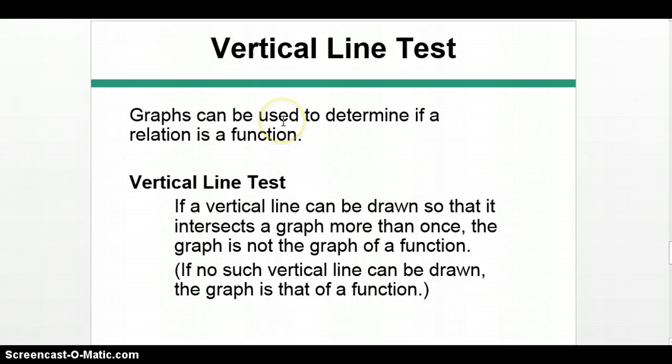How do I know a graph is a function or not? There is a vertical line test to determine whether a graph is a function or a relation. We can use the vertical line test. If a vertical line can be drawn so that it intersects a graph more than once, the graph is not the graph of a function.